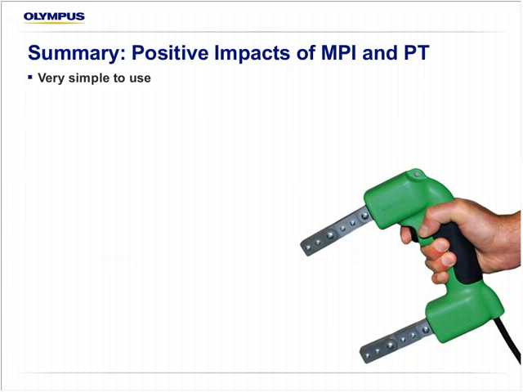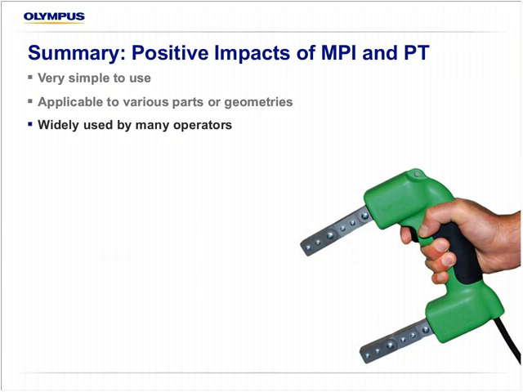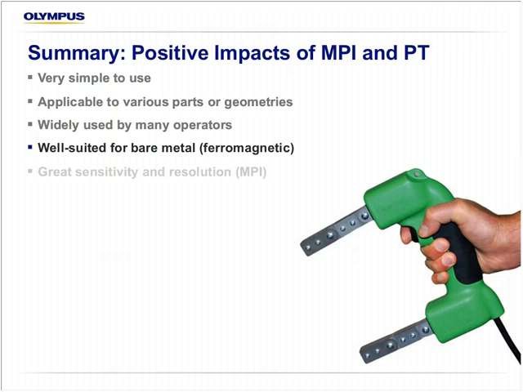So, as a summary, MPI and PT are very simple to use. That's going to be tough to beat, how easy they are to use in the field. They can be applied to various parts or geometries. They're widely used and very well accepted. They're well suited for bare metal. So if the paint is removed, if it's ferromagnetic in particular, MPI is the way to go.